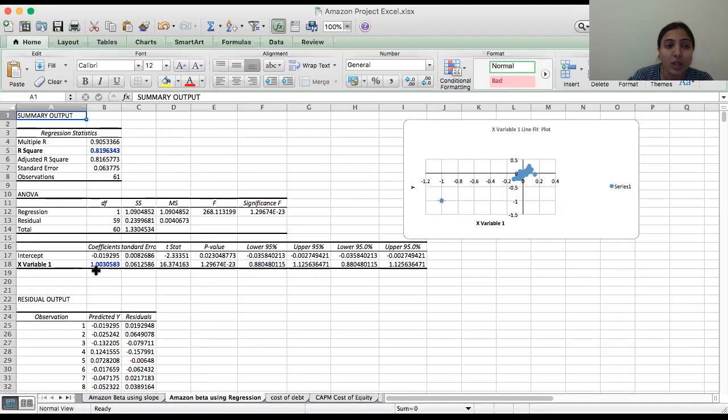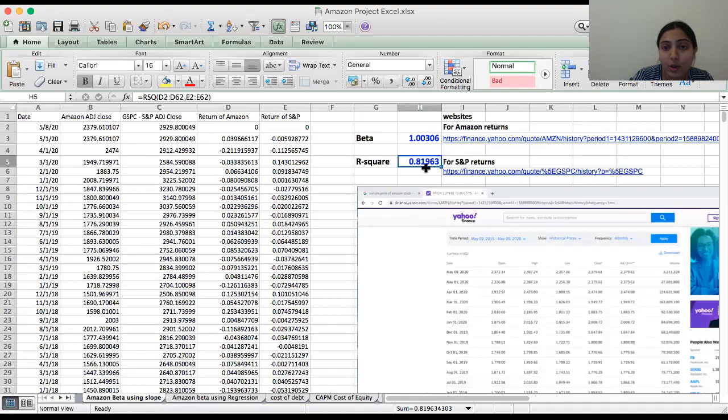So you can cross-check whether your beta and R-square are correct by using both methods, the formula method and then this regression method. In my case, for Amazon, my beta and R-square are matching. You can see R-square is 0.8196, which is the same here, 0.81963. And for the beta, it is 1.00306, which is over here.